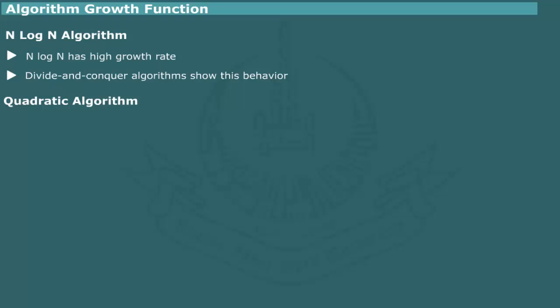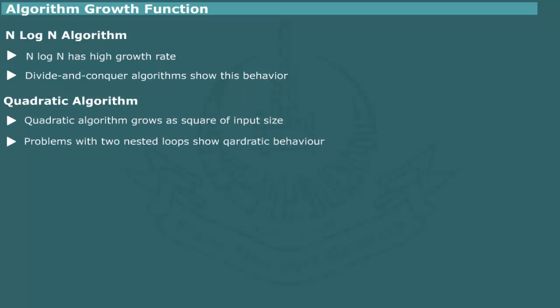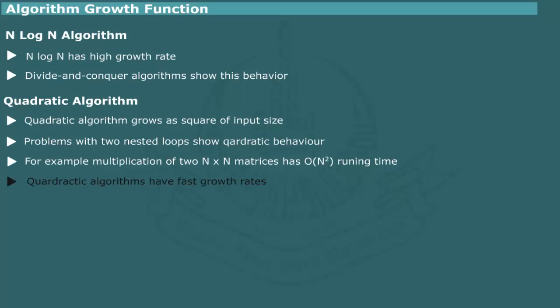Quadratic algorithm. The quadratic algorithm grows as the square of input size. The algorithm with a pair of nested loops shows quadratic behavior. For example, the multiplication of two n by n matrices has O(n square) runtime. The quadratic algorithm has a fast growth rate.